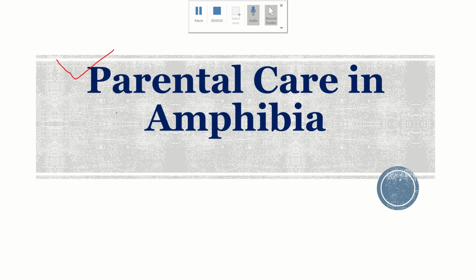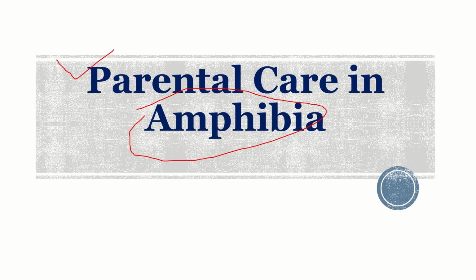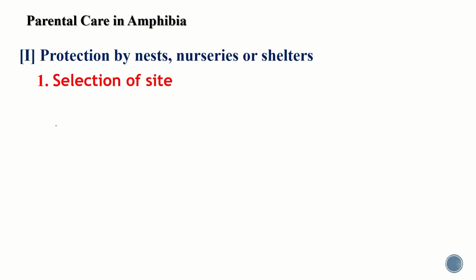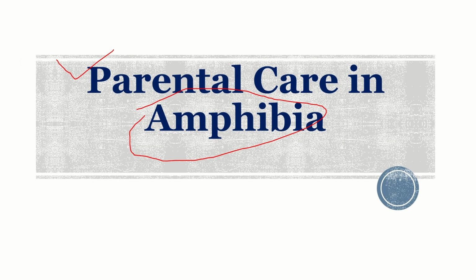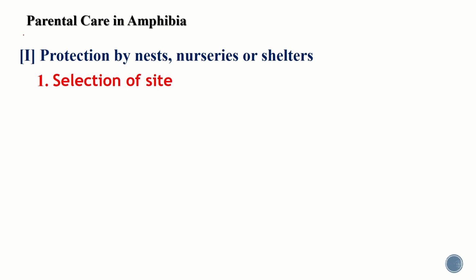So we are going to discuss parental care in amphibia. In amphibian organisms, looking after their eggs or the young ones until they become independent is called parental care. Parental care is very much found in the amphibia, and anurans and urodeles show much more parental care than other amphibian orders.